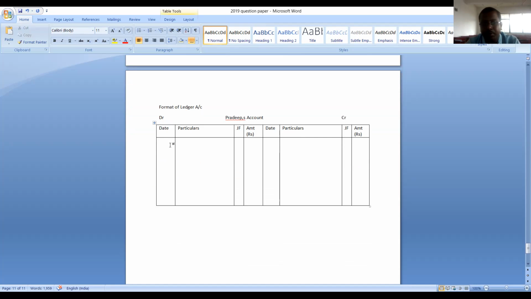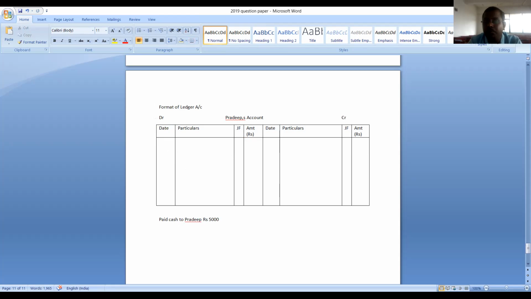Now I will show you how to record transactions in the book of ledger. The date column is meant for recording the date of the transaction. So we'll write one transaction over here. The transaction is: paid cash to Pradeep rupees 5,000.